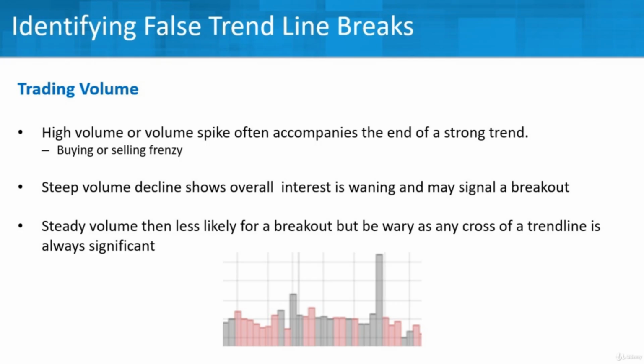But be wary, as any cross of a trend line is also significant. So we're looking for a false breakout in this case. The trend line has been crossed. We know that's happened. We could be taking action just on that. But if we see that the volume is not really spiking or declining or anything, it just seems steady, then there might be a chance that this is a false breakout.